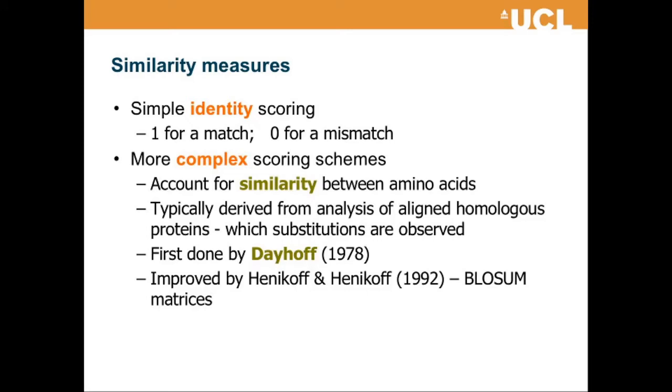But we can also use more complex scoring schemes which account for the similarity between individual amino acids. So for example, serine and threonine are really very similar to one another. Threonine just has an extra CH3 group attached on the side, whereas serine and tryptophan are really very different. Tryptophan has a double ring structure, serine just has an OH group.